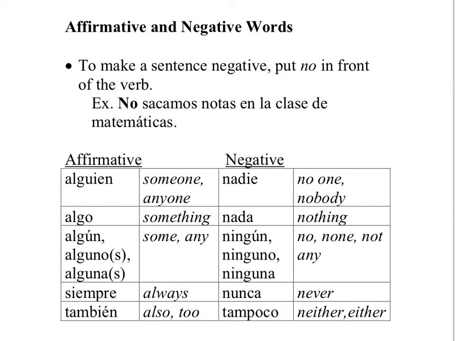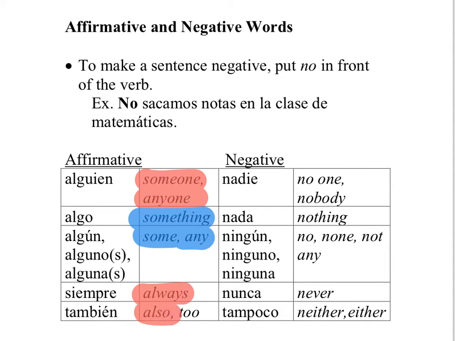Okay, let's look at the chart. So on the affirmative side, we've got alguien, which is someone or anyone. We've got algo, which means something. Algún, alguno, and alguna all mean some or any. They all mean the same thing. We've got siempre, which means always, and también, which means also or too.